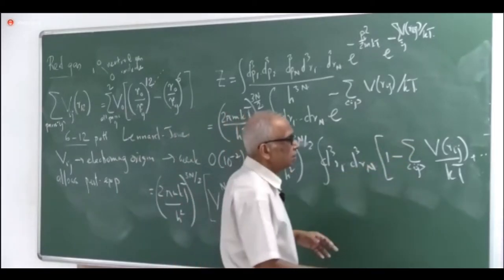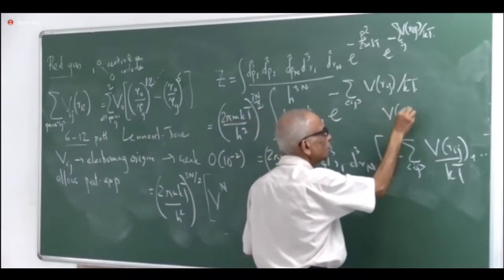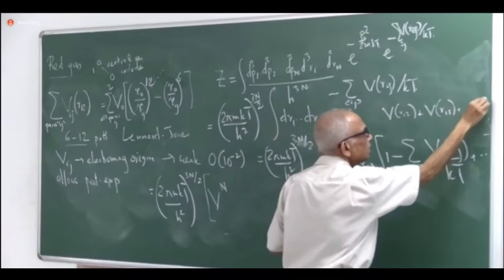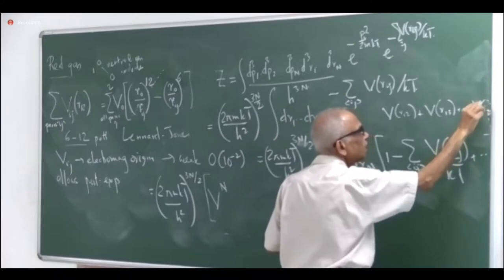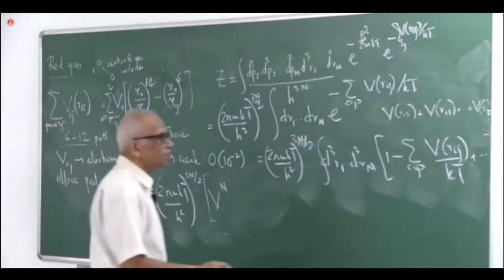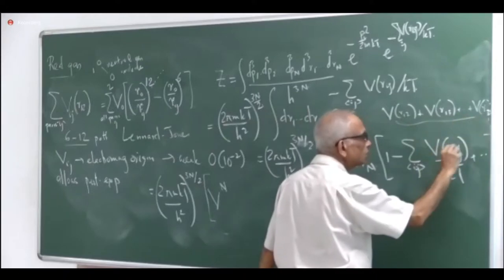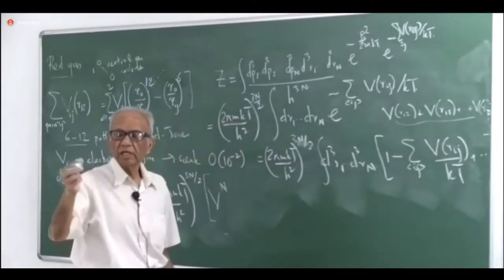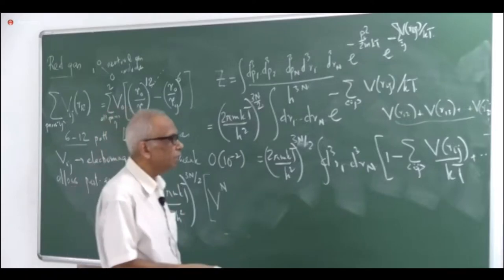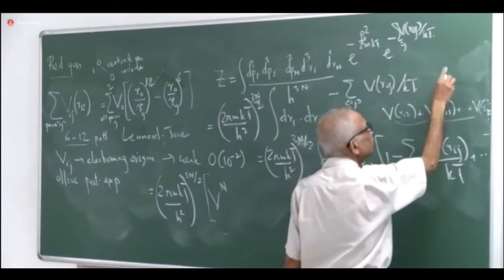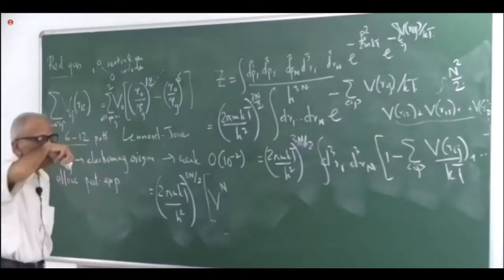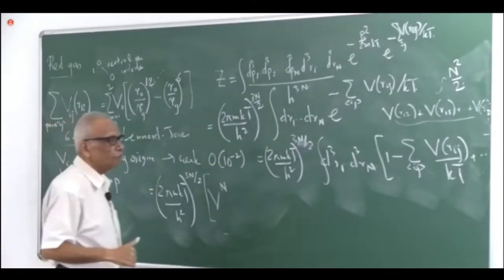The second term is v of r12 plus v of r13 plus, let's say, v of r35 and so on. So how many terms are there over here? The number of terms in this sum is N choose 2, so it is N(N−1)/2. So the number of terms is N squared over 2. All right, so I have N squared over 2 terms over there.